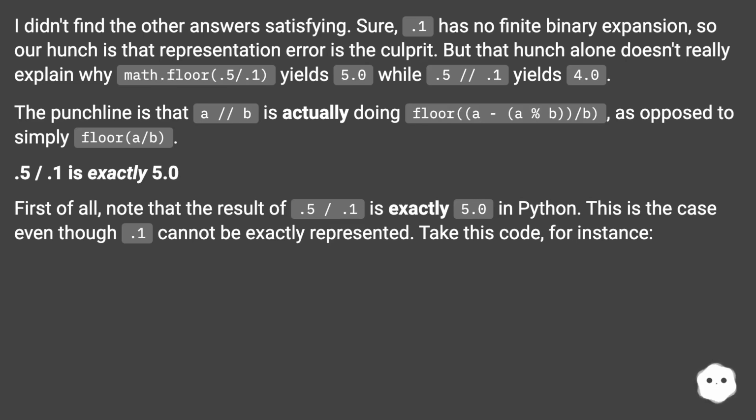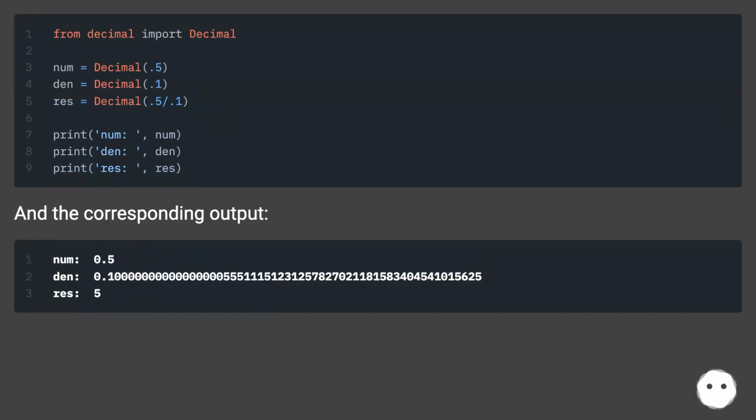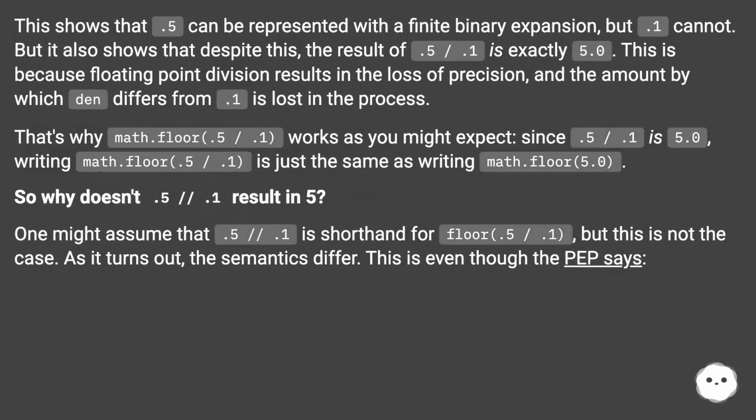0.5/0.1 is exactly 5.0. First of all, note that the result of .5/.1 is exactly 5.0 in Python. This is the case even though 0.1 cannot be exactly represented. Take this code, for instance. And the corresponding output. This shows that 0.5 can be represented with a finite binary expansion, but 0.1 cannot. But it also shows that despite this, the result of .5/.1 is exactly 5.0.